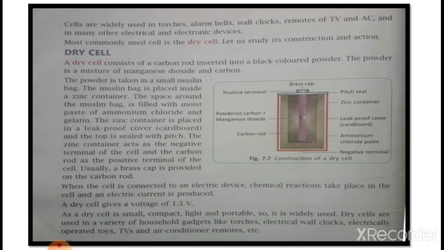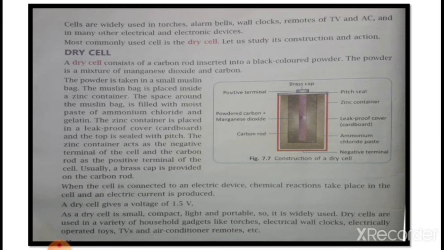The zinc container acts as the negative terminal of the cell and the carbon rod as the positive terminal of the cell. Usually, a brass cap is provided on the carbon rod. When the cell is connected to an electric device, then chemical reactions take place in the cell and an electric current is produced. A dry cell gives a voltage of 1.5 volt.